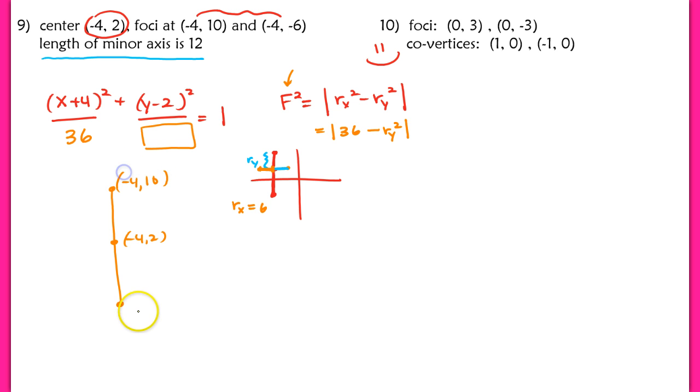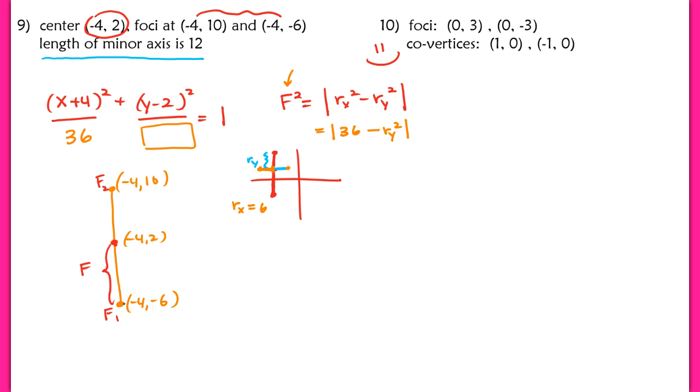And I have a point down here at negative 4, negative 6. Now f, remember, is the focal radius, the focal distance. It's the distance from the center to your foci. So here, let's label those as f1, f2. So this value here is f, okay?